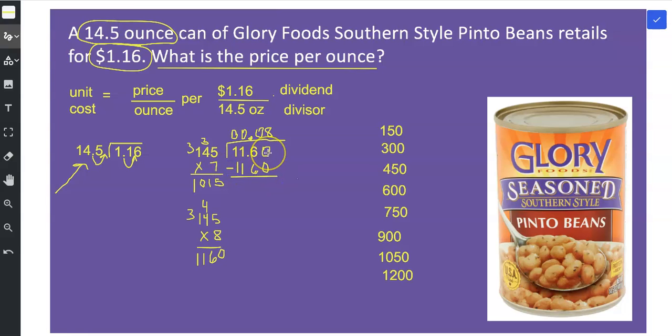That looks a little bit messy. And then when I take 1,160 and subtract 1,160, I get a remainder of 0, and there's no number to bring down. So that means that I have found the quotient. I have found the answer to the division problem. So what is the price per ounce? The price per ounce is 8 cents. It costs 8 cents per ounce of pinto beans.